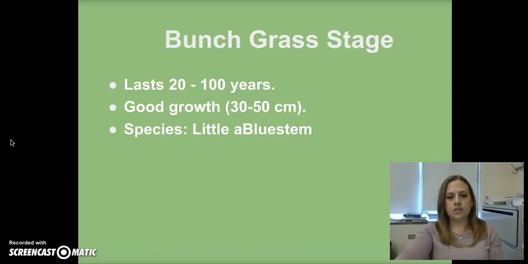Now the next stage is going to be the bunch grass stage. This will last anywhere from 20 to 100 years. Pretty good growth in this stage, and this is where you tend to see species like little bluestem.